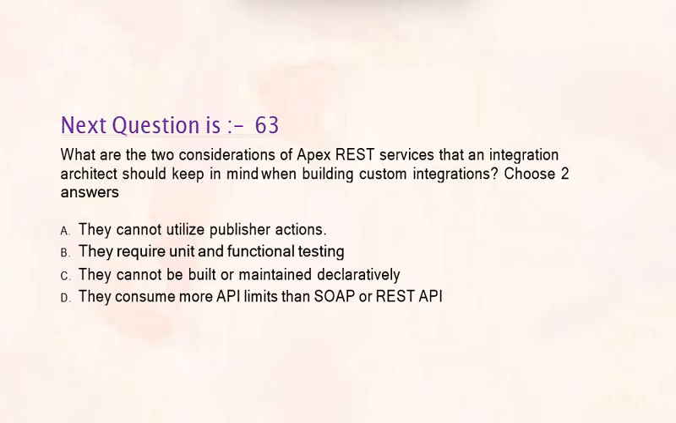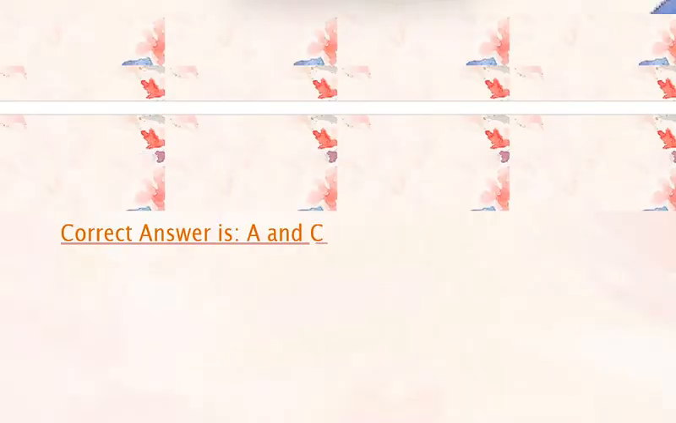Question is what are the two considerations of Apex REST services that an integration architect should keep in mind when building custom integrations? Choose two options. Option A they cannot utilize publisher actions. Option B they require unit and functional testing. Option C they cannot be built or maintained declaratively. Option D they consume more API limits than SOAP or REST API. Correct answer is option A and option C.